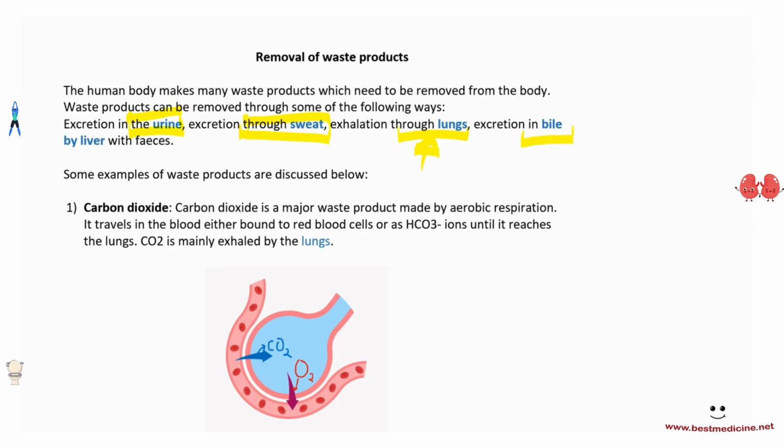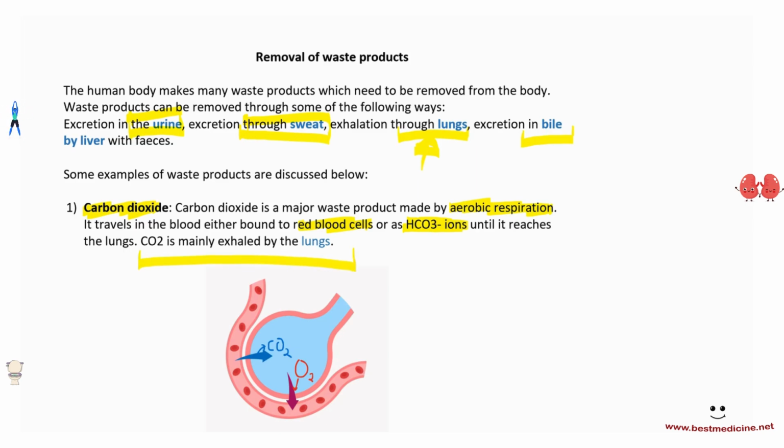What are some of the waste products that the body makes that we need to remove? So number 1, we have carbon dioxide. Remember, carbon dioxide is a major waste product that is made by aerobic respiration. It travels by blood, eventually to the lungs. Right? It is either bound to red blood cells or as bicarbonate ions in the plasma, and it will reach the lungs. And then most of the CO2 will be exhaled by the lungs.